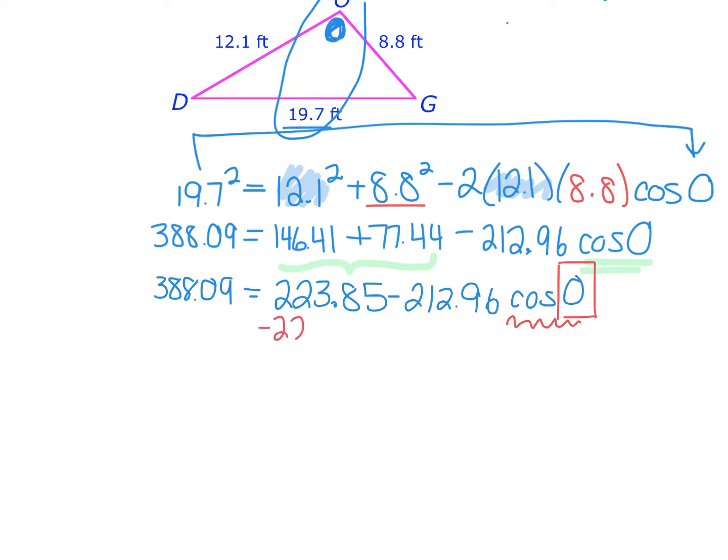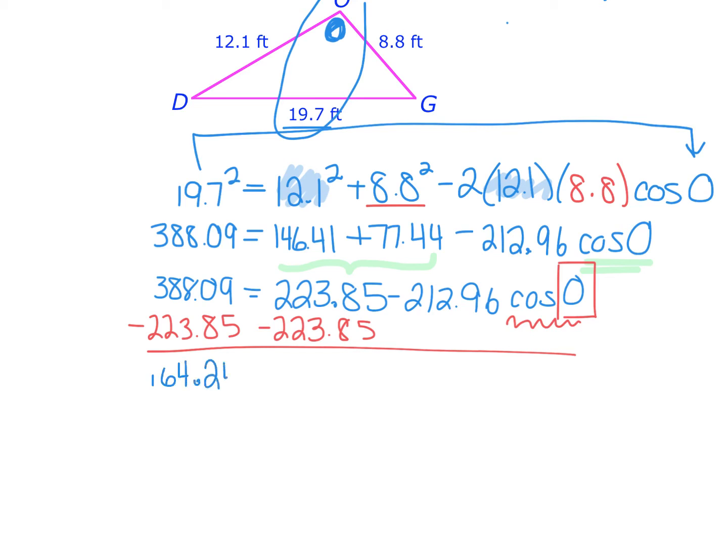I'm first going to subtract 223.85 from both sides of the equation. Using my calculator, I subtract them, and it is 164.24 equals, now what's left on the right side of this equation is negative 212.96 cosine of angle O.